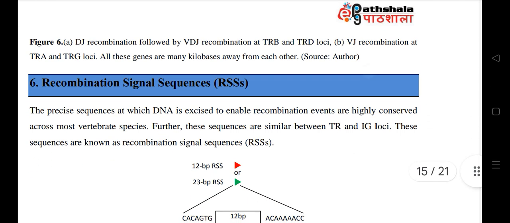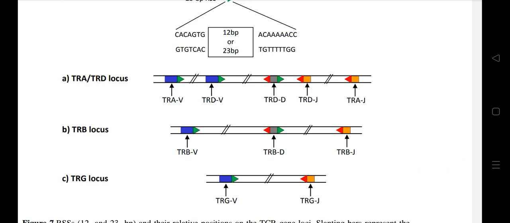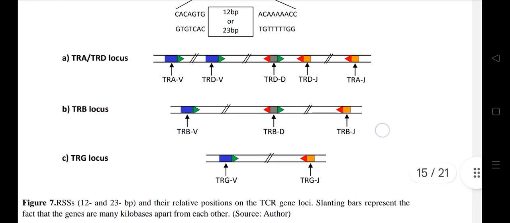Recombination signal sequence, RSS. The precise sequence at which DNA is excised to enable recombination events is highly conserved across most vertebrate species. Further, the sequences are similar between TR and Ig loci. These sequences are known as recombination signal sequences, RSS. TRA, TRD locus, TRB locus, TRG locus.